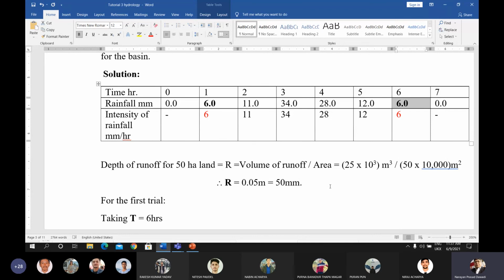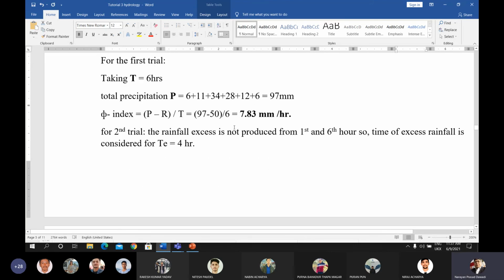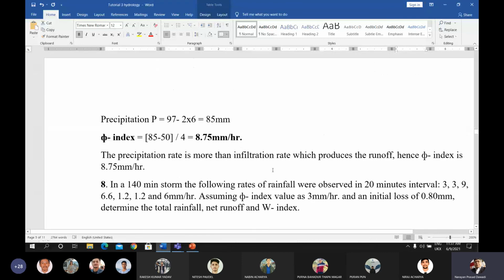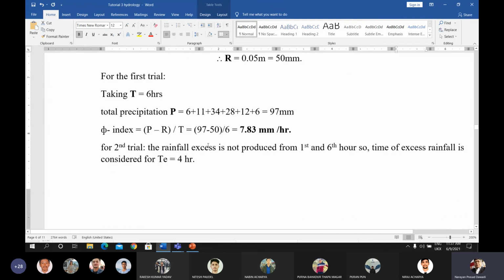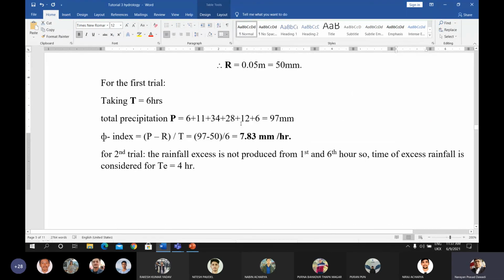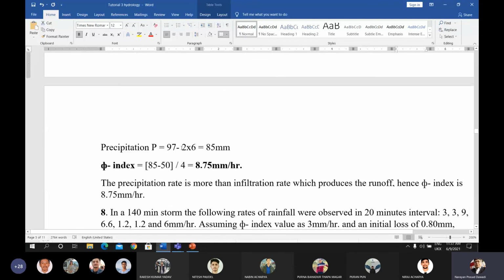So P for the second trial will be 97 minus 2 times 6, because these values are 6. After deducting this, the precipitation will be 85 mm.